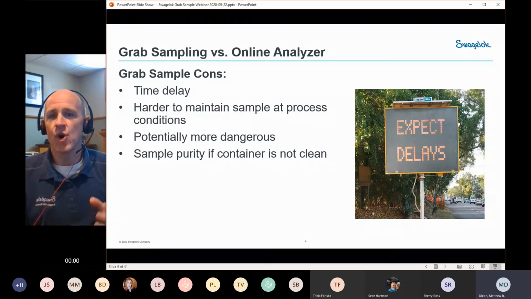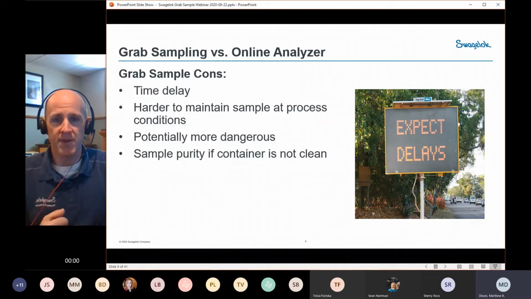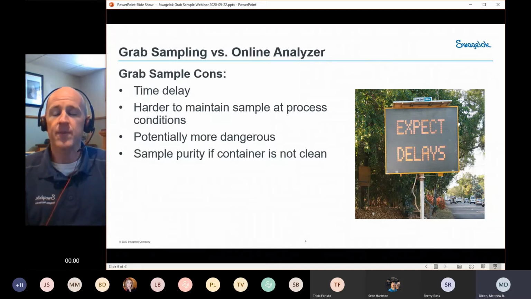And it's definitely much harder to do with a grab sample because, again, you have that time element where you can have different temperature fluctuations, and you also have just the fact that you have to transport this thing around. And so there's a lot of different opportunities for things to go wrong as compared to an online analyzer.